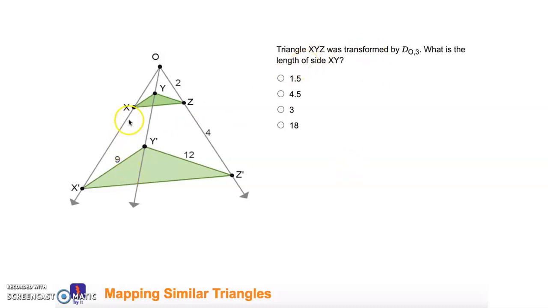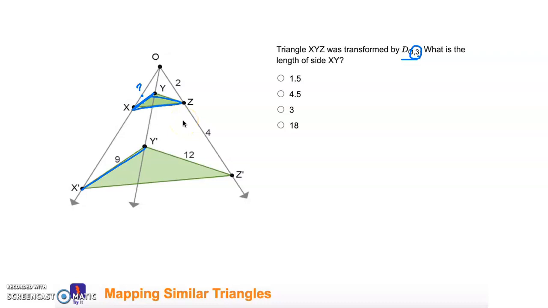If we have a triangle XYZ, here's our triangle XYZ, the smaller one up here, and that is transformed by a dilation centered at the origin, and this is our scale factor of 3. We want to know what the side length of XY is. So this is the side we're trying to find. What is XY? Well, we're given that X'Y' is equal to 9.